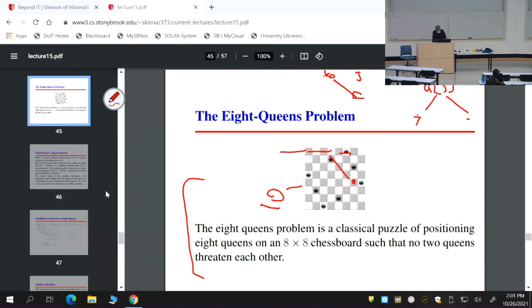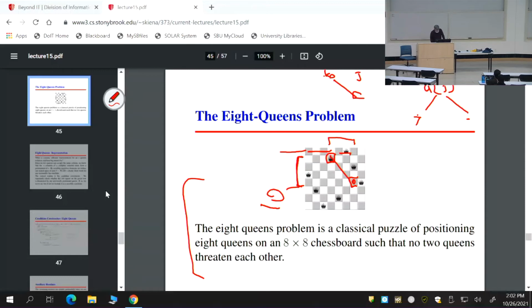Why is this queen a diagonal threat for that square? It is because the difference in the value of the column, the second column, minus the fifth column, is the same as the absolute value of the difference between the number of rows that we have here. Okay? It's because the difference from here to here is the same as the distance from here to here.